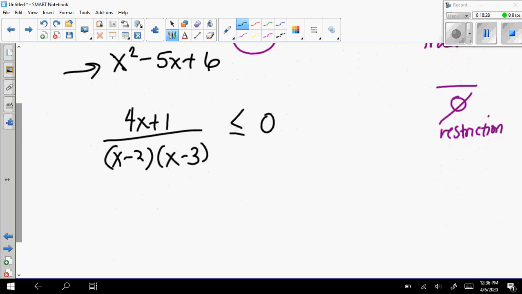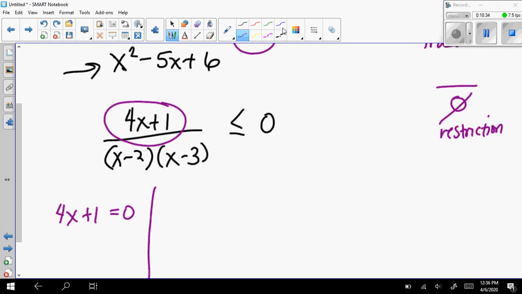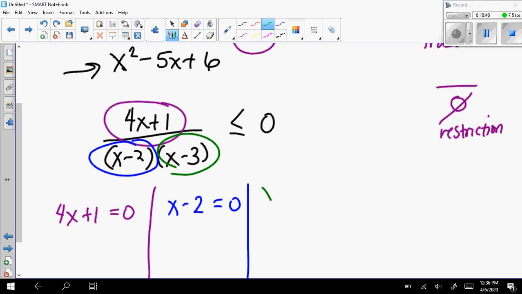Now we're going to set each piece of these equal to 0 and solve. There's one. And there's another piece. And there's another piece. Okay, so we're talking about the numerator, set it equal to 0. The denominator, set it equal to 0. This happens to have two parts at the denominator, set each part equal to 0.